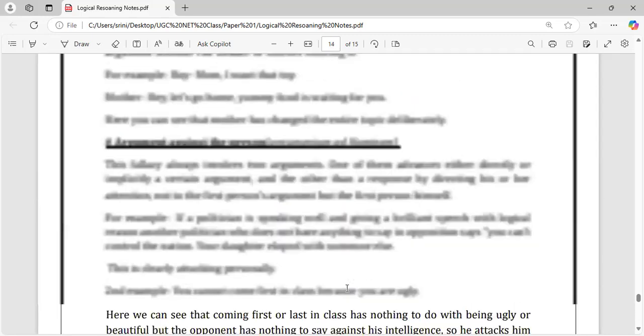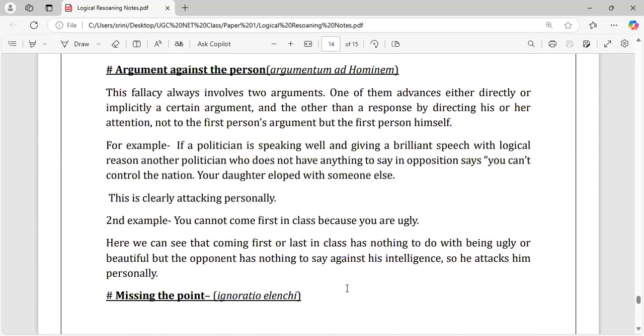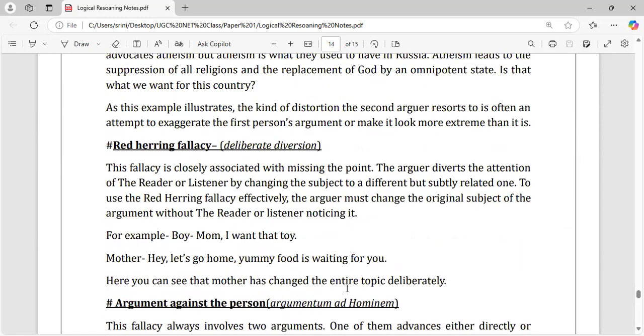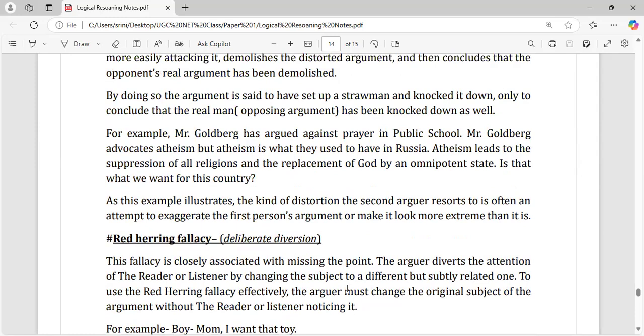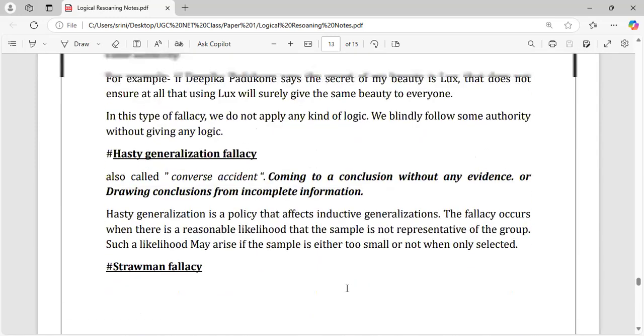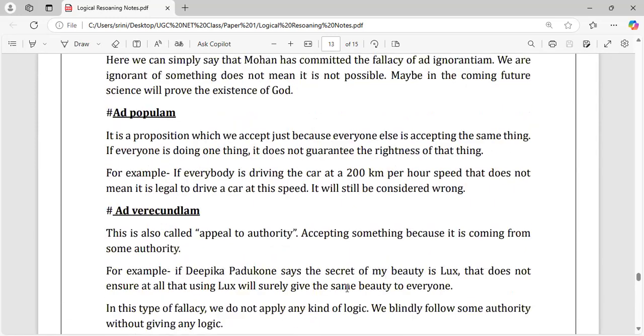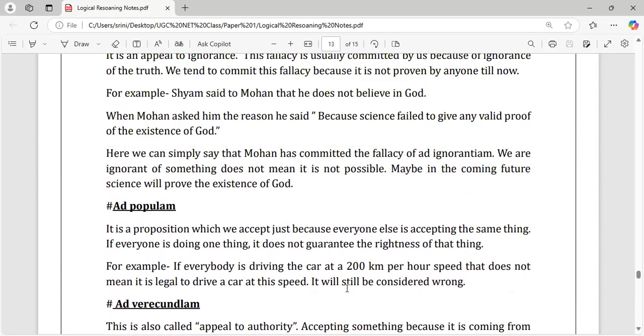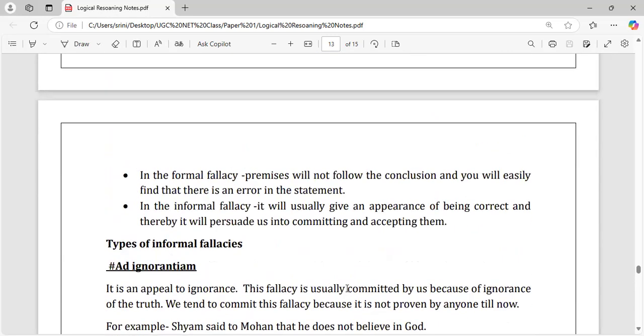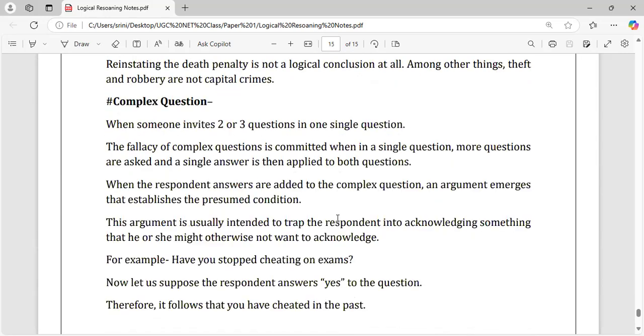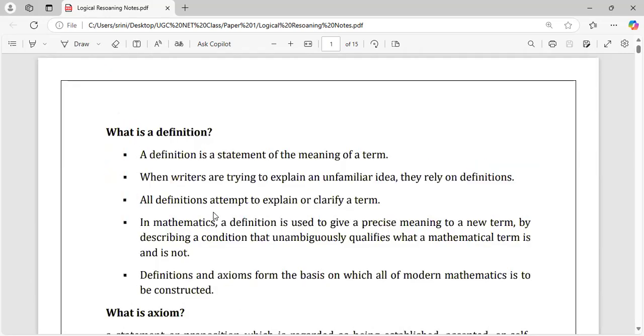Those are the fallacies: complex questions, missing the point, argument against the person, red herring fallacy, strawman fallacy, hasty generalization, ad verecundiam, ad populum, ad ignorantiam. So that's it about inductive, deductive, basic definitions, and fallacies. Indian logic we have already seen as well. So that's it for the day.